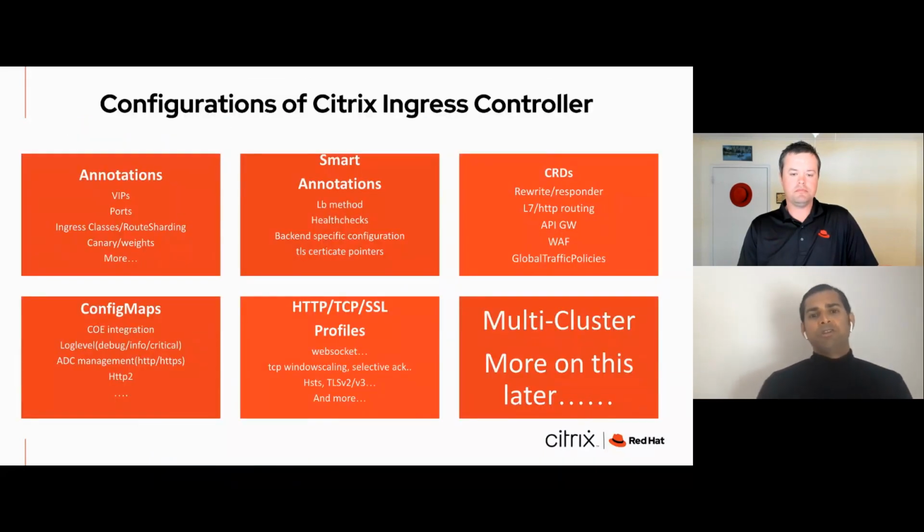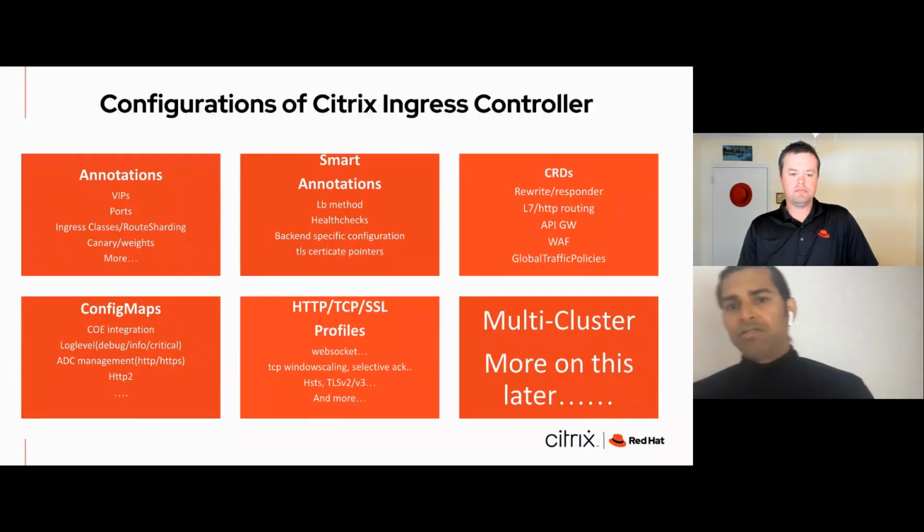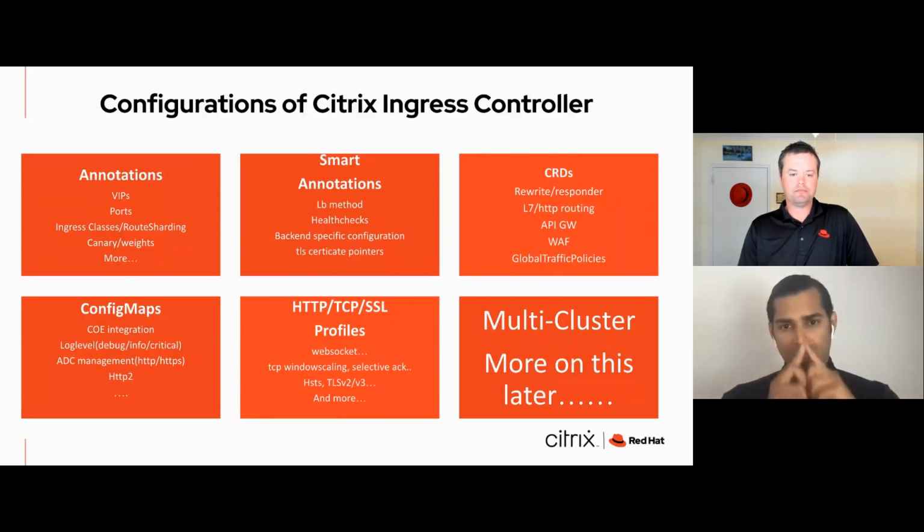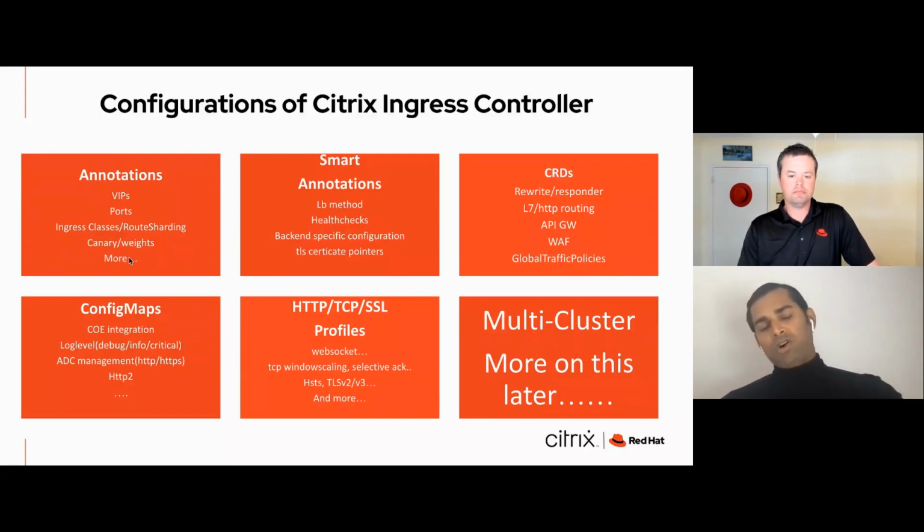So, the very basic way of configuring the Citrix Ingress Controller, there are various features and functions. We are heavily focused on custom resource definition, but there are other ways in which we configure our ADCs as well. So when you define a route or ingress object, you can use annotation if you want to use any of these features, right? Like configuring a virtual IP, or using a certain port, or doing canary.